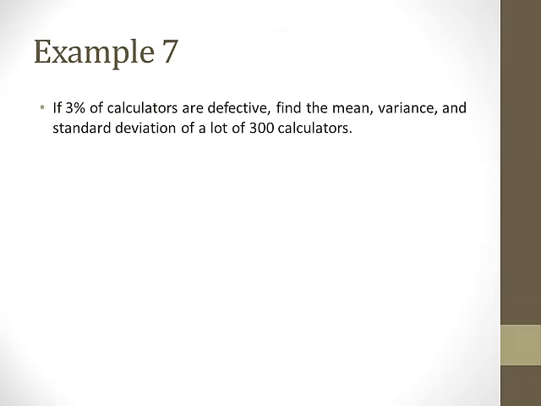Okay, a couple more examples. 3% of calculators are defective. Find the mean, variance, and standard deviation of a lot of 300 calculators. So what would the mean be? Again, the mean is n times p. So let's label this. What is n? n is 300. And what is p? 3% are defective. That's kind of our success, in a weird way. We want to know about defective.